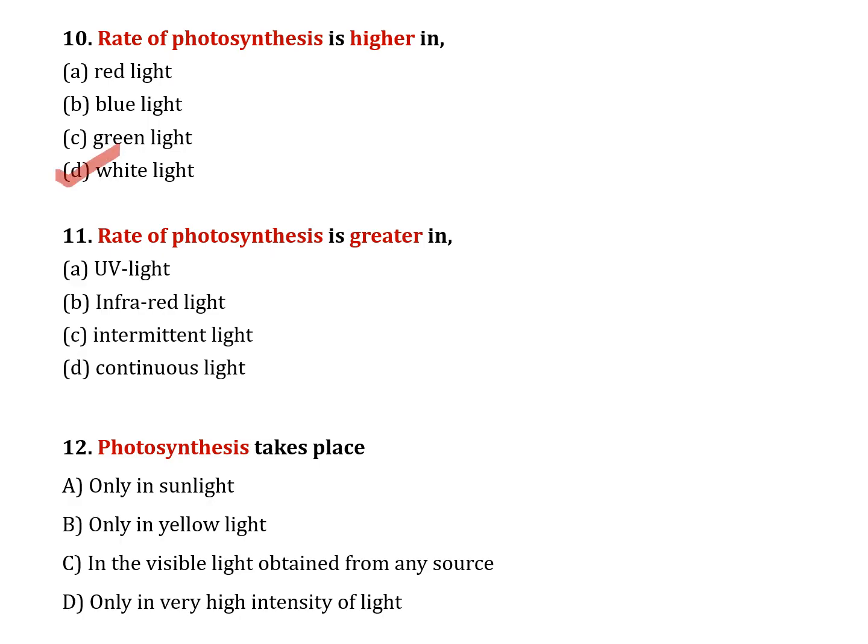The next question number 11. Rate of photosynthesis is greater in option A UV light, option B infrared light, option C intermittent light, option D continuous light. Correct answer is option C, intermittent light. The next question number 12. Photosynthesis takes place in option A only in sunlight, option B only in yellow light, option C in the visible light obtained from any source, option D only in very high intensity of light. Correct answer is option C, in the visible light obtained from any source.